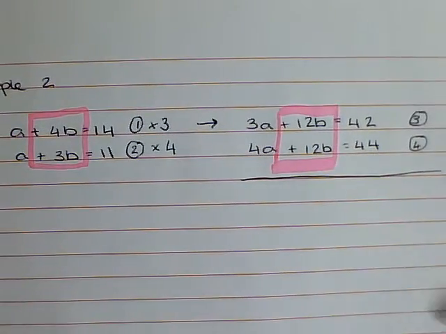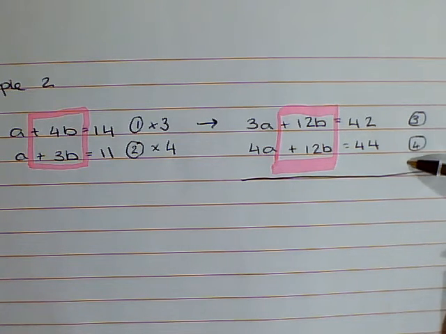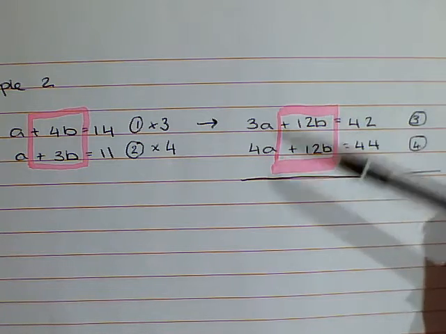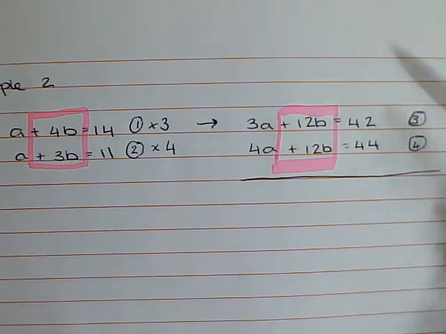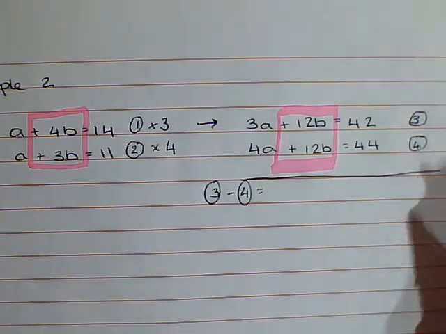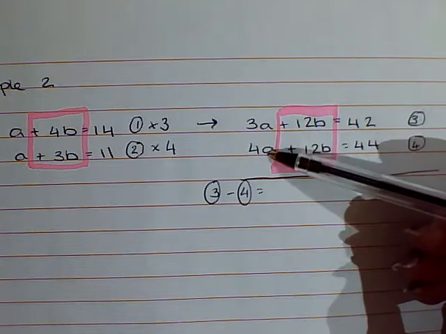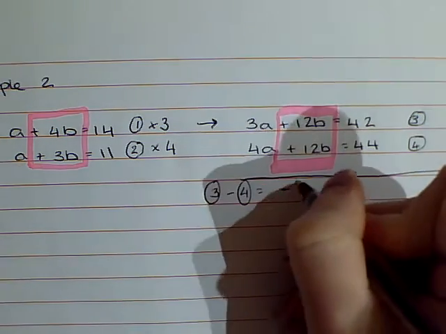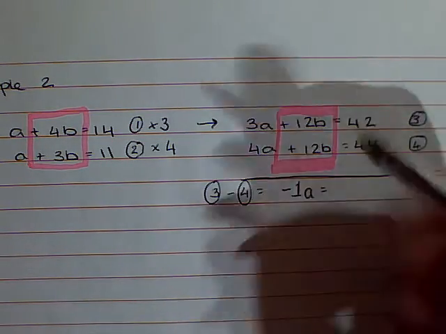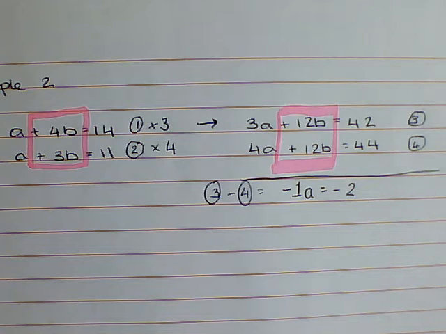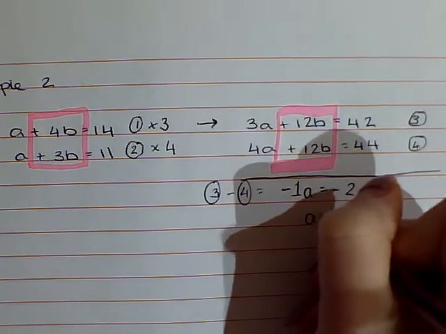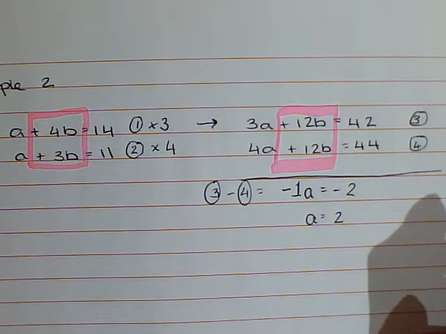And that is doing equation 3 take away equation 4 or equation 4 taking away equation 3. We'll do 3 take away 4. So equation 3 take away equation 4. 3a take away 4a is negative 1a. And 42 take away 44 is negative 2. And because there's a negative on both sides, that is just a equals 2.